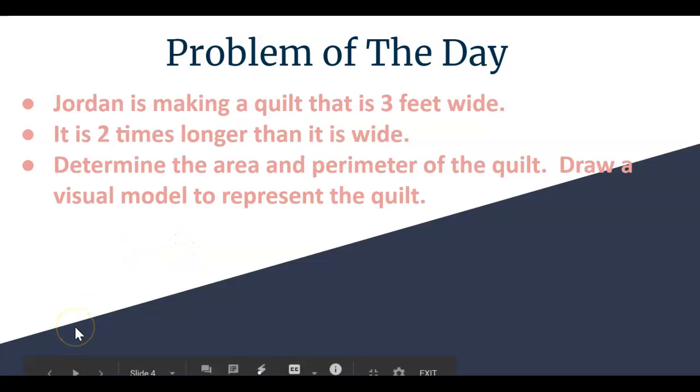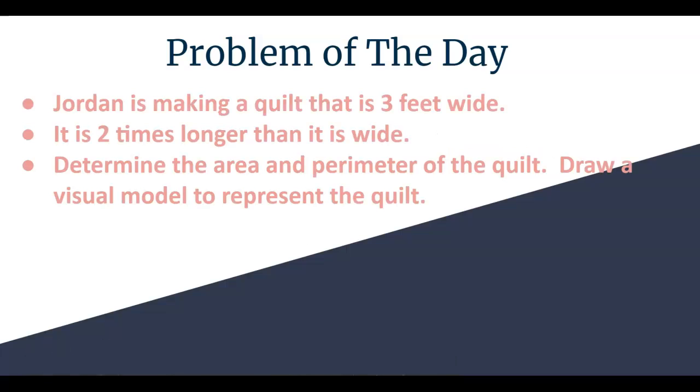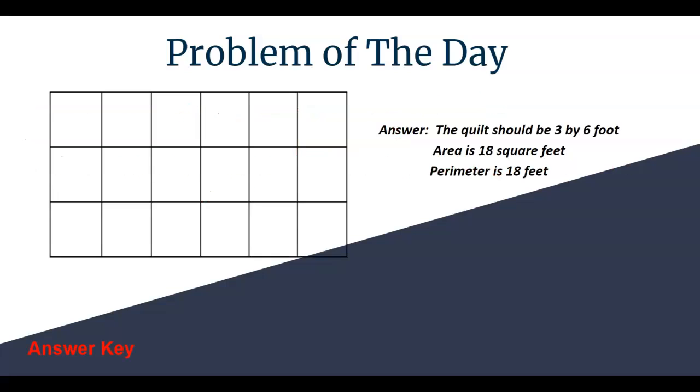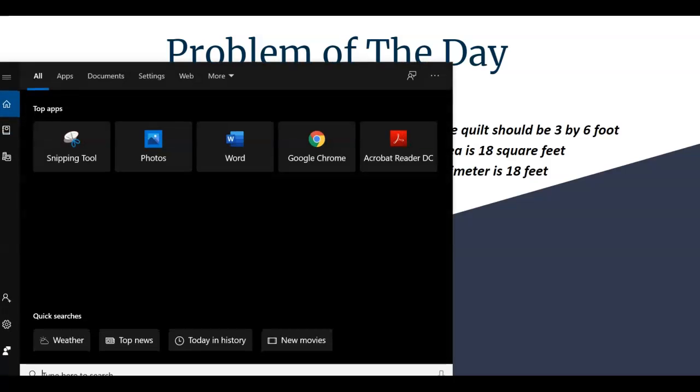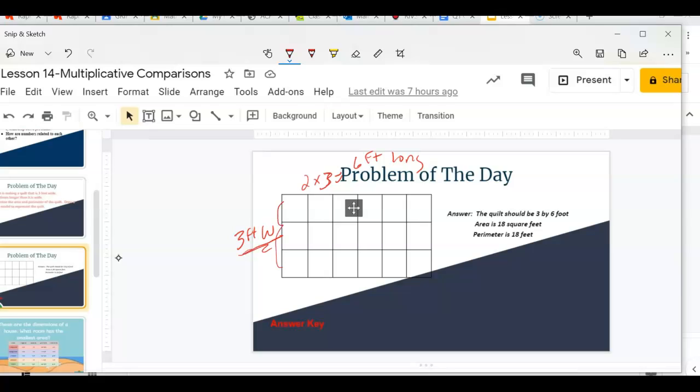Okay, so we're going to move on to our next slide, which is going to be our answer key to that one. Okay, so if we squint back, Jordan is making a quilt that is 3 feet wide, and that is 2 times longer than it is wide. So if it's 3 feet wide, then the quilt is 3 feet wide, as I've noted over here, 1, 2, 3, and it's 2 times longer than it is wide.